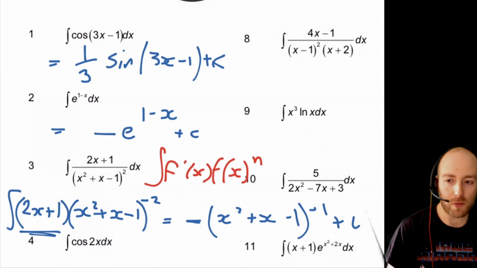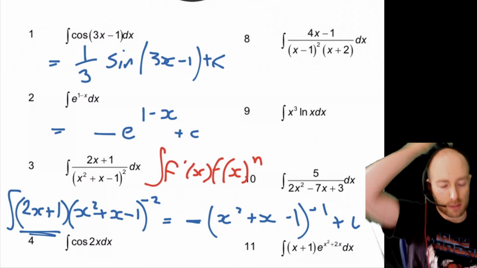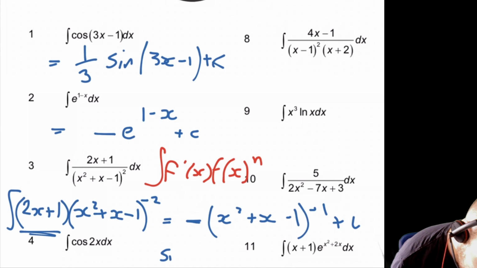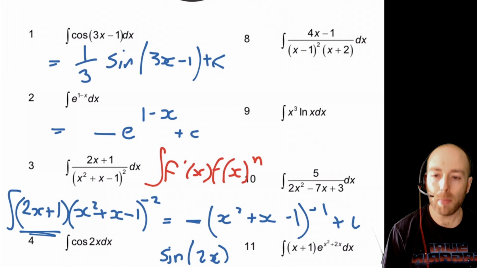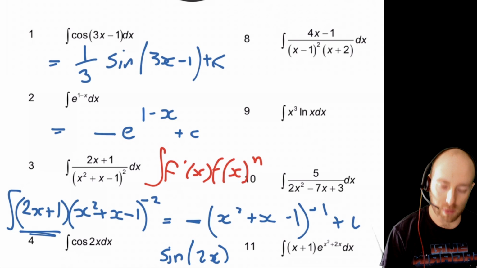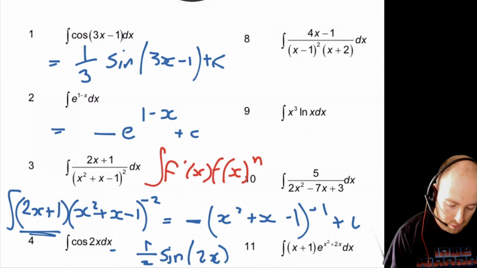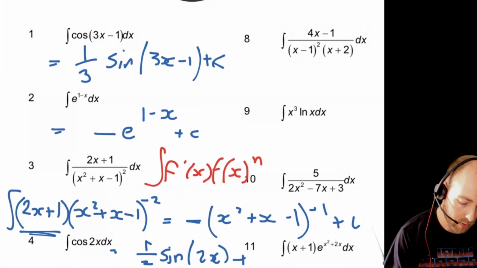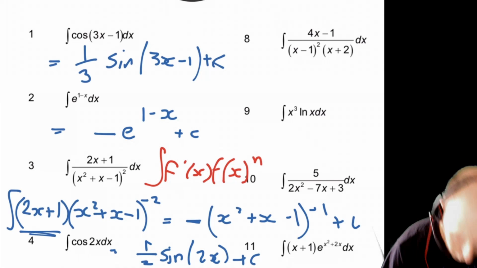Cool. Question 4, cos 2x. Well, cos integrates to sine, so we're going to try sine 2x. This is very similar to the first one we did. But if we differentiate that, we get 2 out the front. We don't want the 2, so we need to put a half in front of our answer. So that's the first 4.